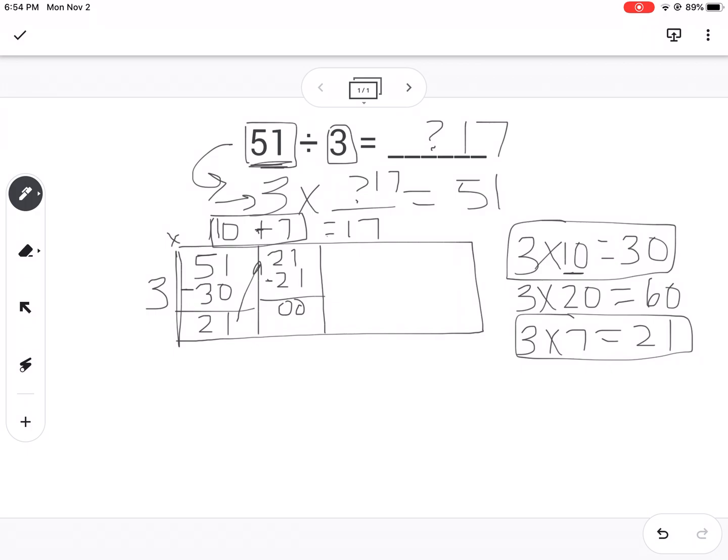The box model is just one strategy, one way to figure out these division problems when your numbers are getting a little bit bigger. We're going to do lots more practice with it, so I hope this video was helpful.